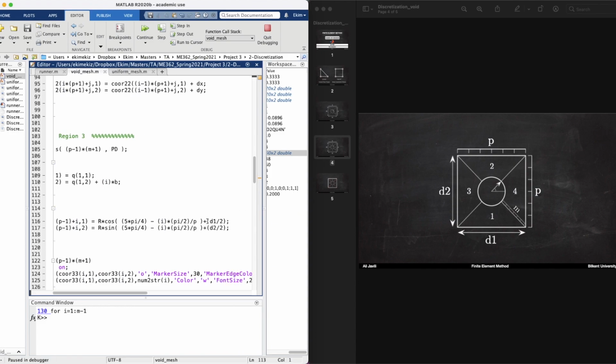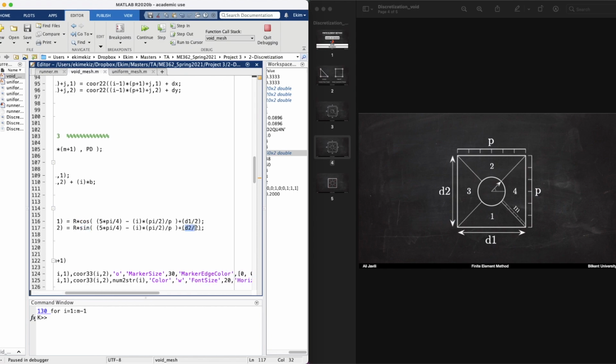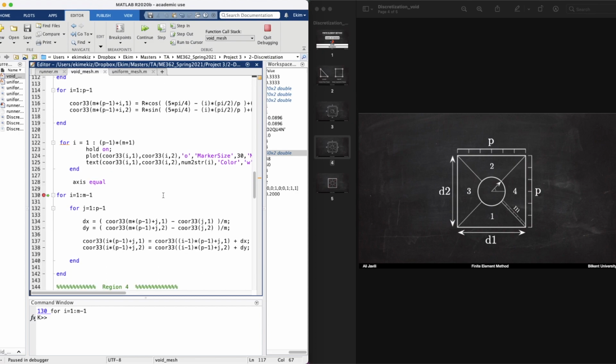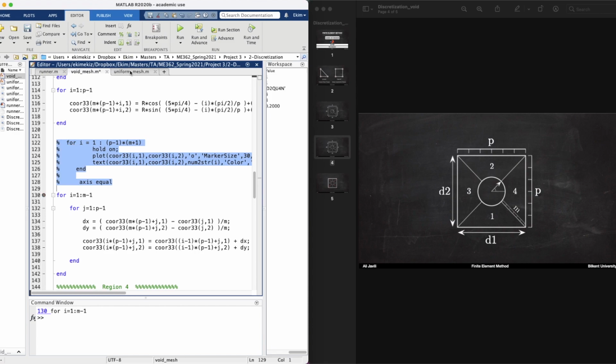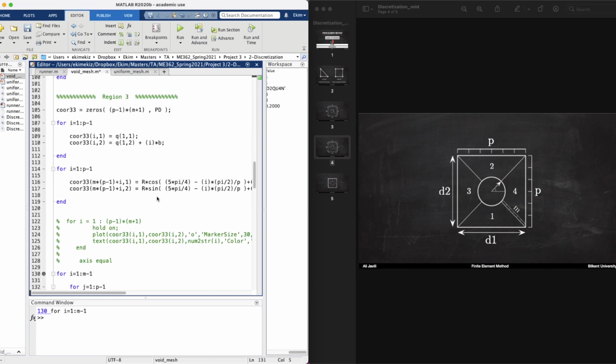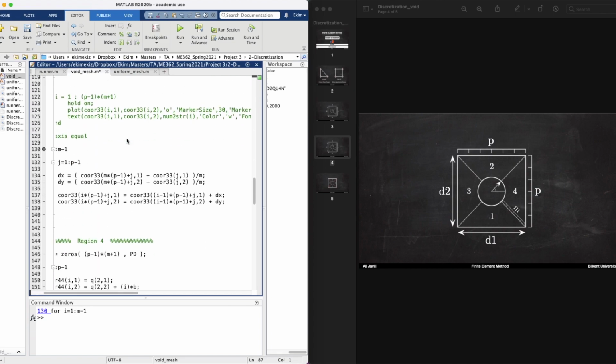And then, as usual, we add our d1 over 2. And for the x coordinate, we are looking at cosine, and for y, we are looking at sine, and we have d2 over 2 here. Okay. So, let me comment this. And if we take a look at this loop here now, you will see that it is pretty much the same as what we had here. Let me again copy this so we can compare them.